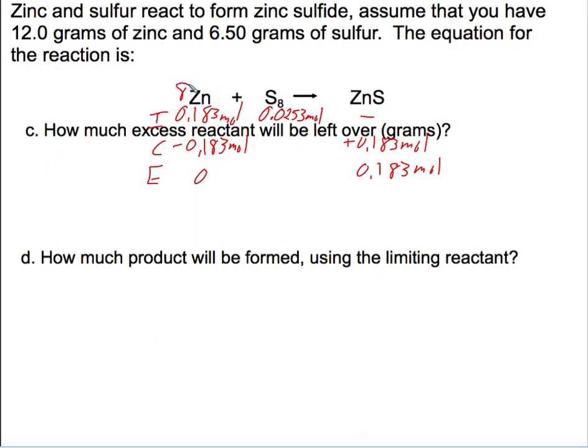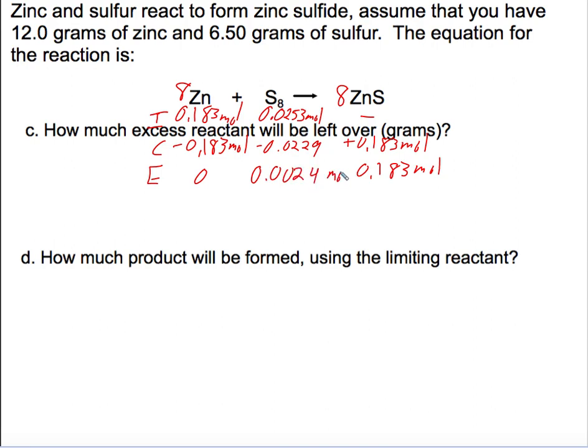So again, there were 8 moles of zinc for every 1 mole of sulfur. It produces 8 moles of zinc sulfide. So this is an 8-to-1 ratio. So I have to divide the 0.183 by 8. I'm going to get 0.0229, which is what I'm going to subtract here. So it's going to be minus 0.0229. If I subtract 0.0253 minus 0.0229, I get 0.0024 moles of sulfur.